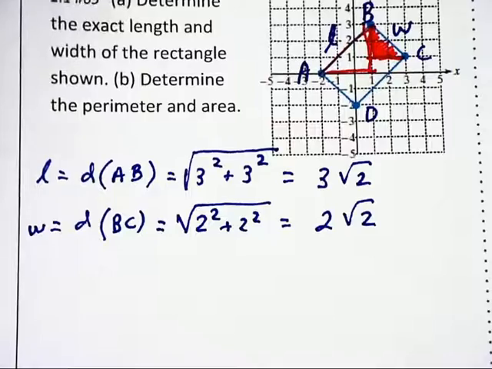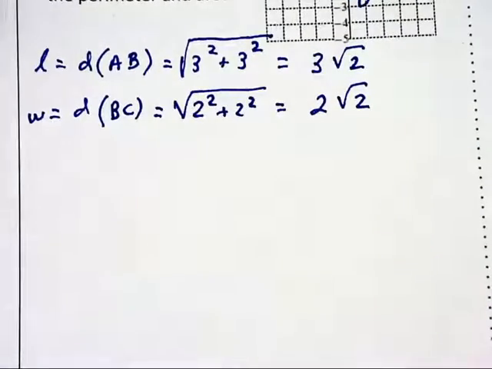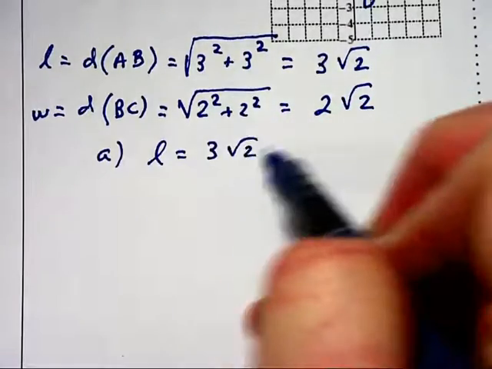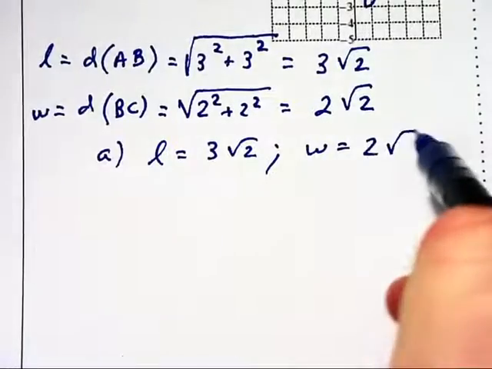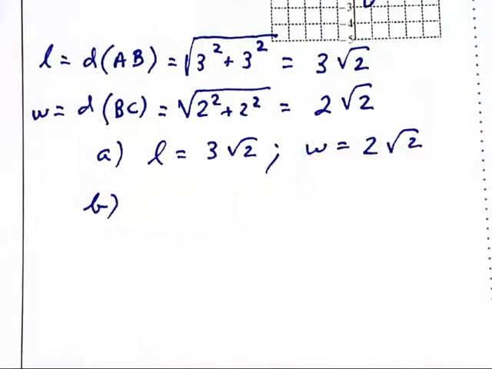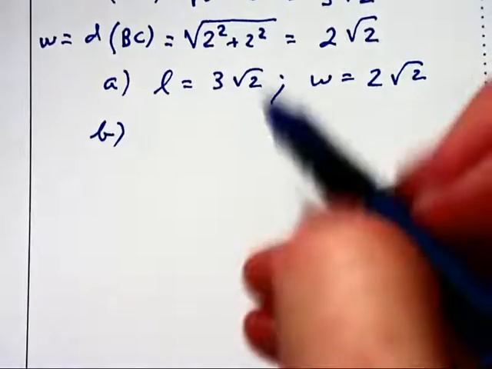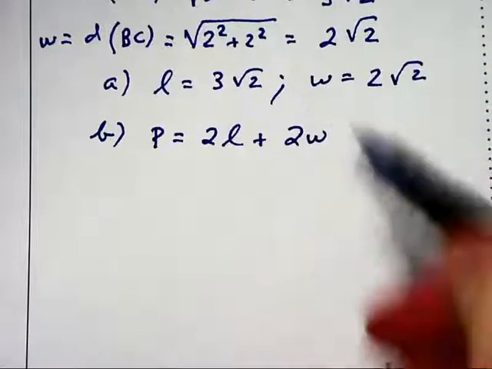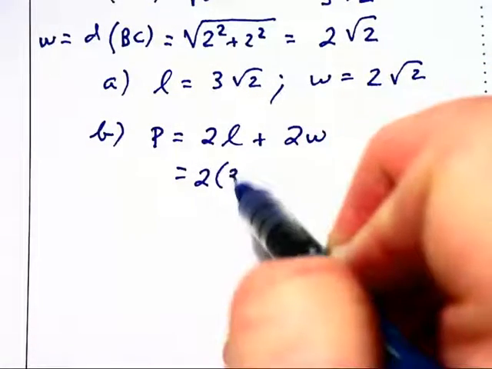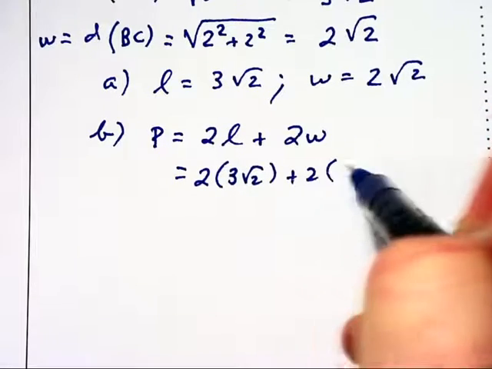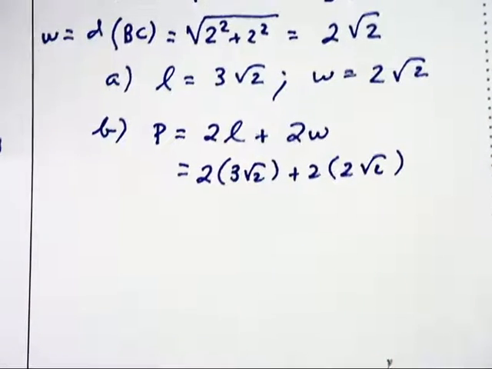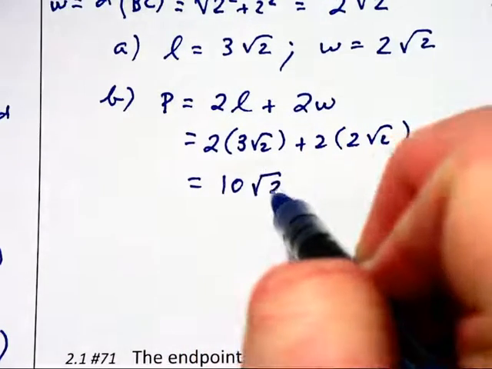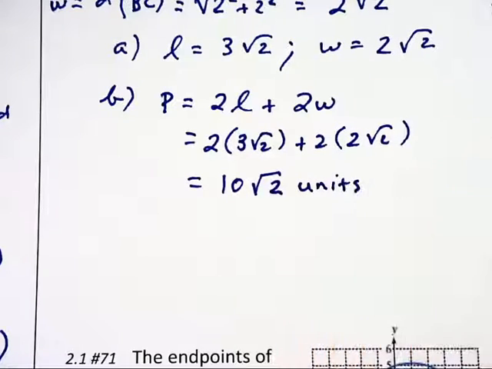So in part A of the problem, they want you to determine the length and width, which we've already found. The length is 3 root 2, and the width is equal to 2 root 2. In part B, they want us to find the perimeter and the area. Well, you know that the perimeter is 2 lengths plus 2 widths for a rectangle, so that will be 2 times your 3 root 2 plus 2 times your 2 root 2. And I think we can do this one in our head. 6 root 2 plus 4 root 2 is going to equal 10 root 2 units for the perimeter.